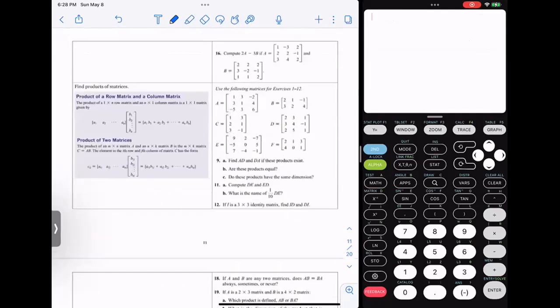All right, what about page 11? We're doing matrix multiplication. I will say it'll be good to know how to do one of these by hand, but we can use our calculator to check our answer. Row by column.